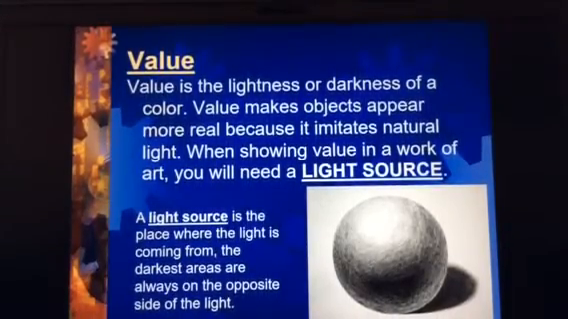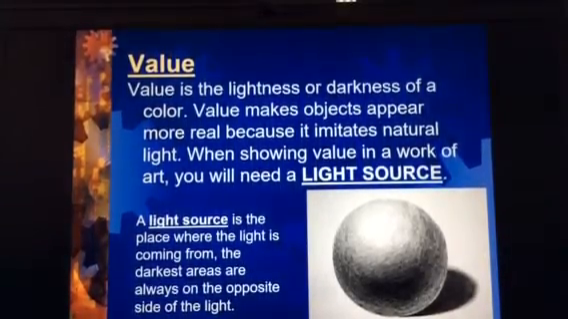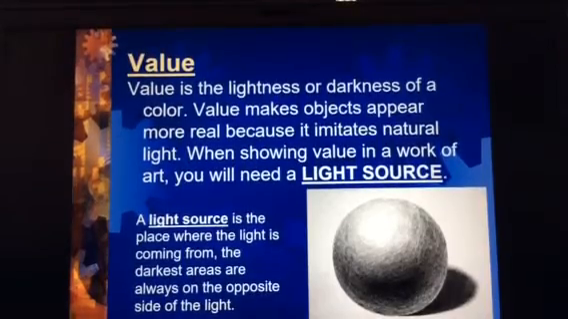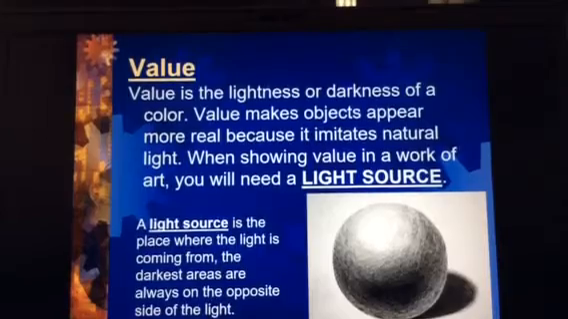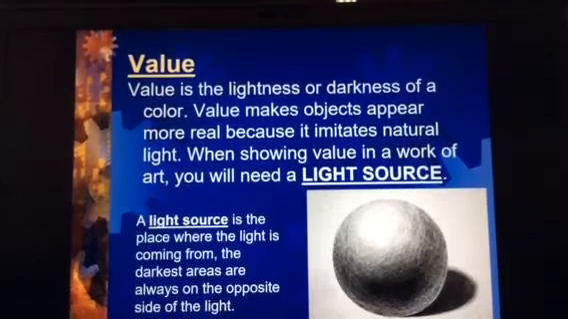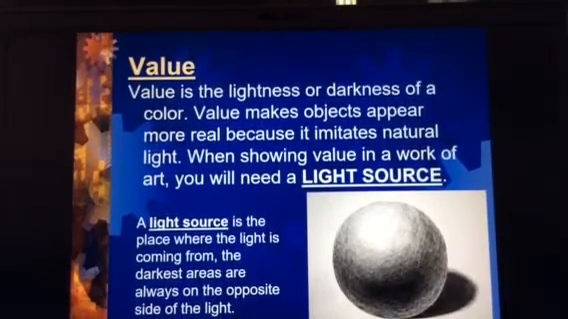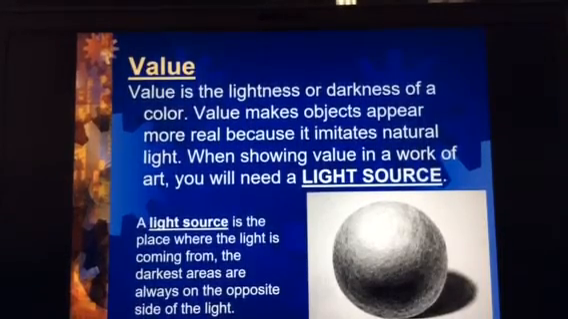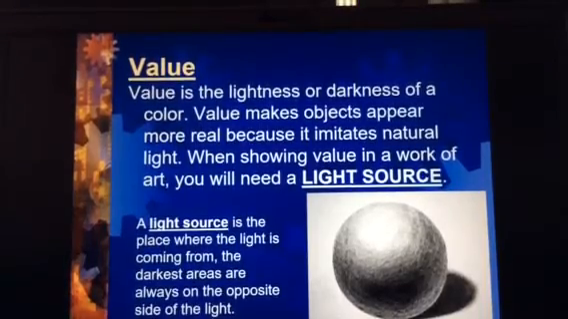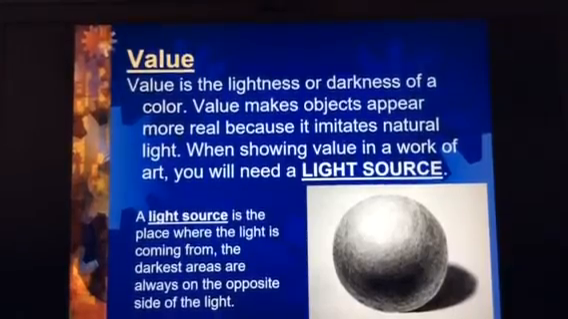Shading is value. Value is the lightness or darkness of a color. Value makes objects appear more real because it imitates natural light. When showing value in a work of art, you will need a light source. A light source is a place where the light is coming from. The darkest areas are always on the opposite side of the light. They're the shadows.